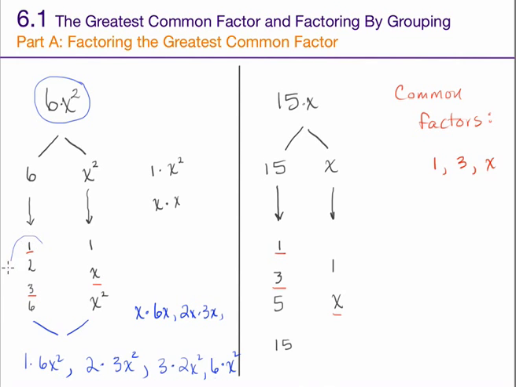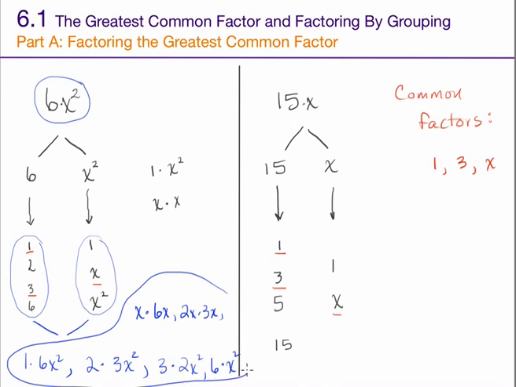So while here I've got a nice list of the factors of 6, and here I've got a list of the factors of x squared, when I'm working with more than just a number, I have to look for all the different possible ways that I might be able to write 6x squared in this case as a product of two things. It's more than just breaking down the number separately from the variable. Let's go do this over here.